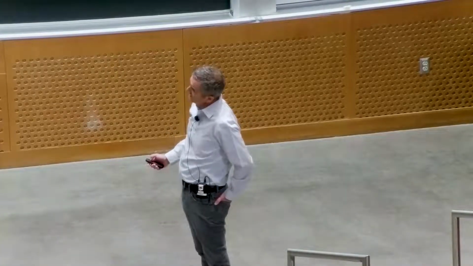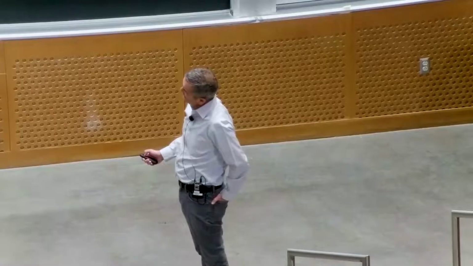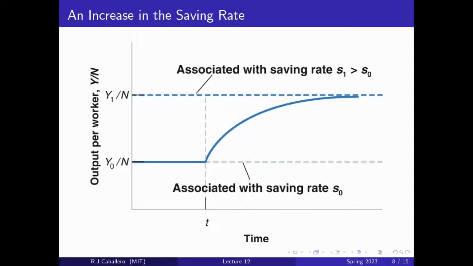This is what will happen to output. You're going to start growing very fast early on, and then you keep growing at a slower and slower pace because of decreasing returns to capital, and eventually you'll converge to a new steady state with a rate of growth equal to 0, like the one you had before this savings shock. And the question I'm asking now is, why does output have to do this? Why doesn't it just jump?